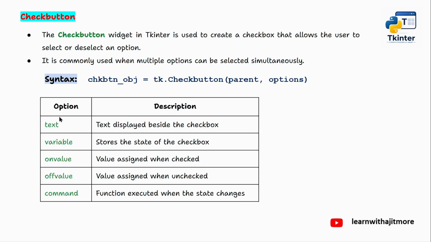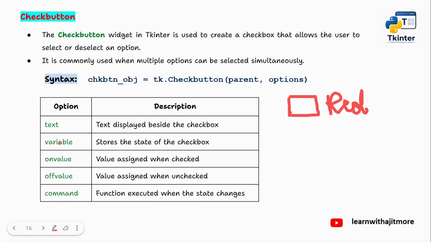Okay? See, I told you value, but it is variable, not value. See, whatever you give to the text will be displayed in that checkbox. Like text equal to red. So the checkbox will come, and besides that, what will be written? Red.